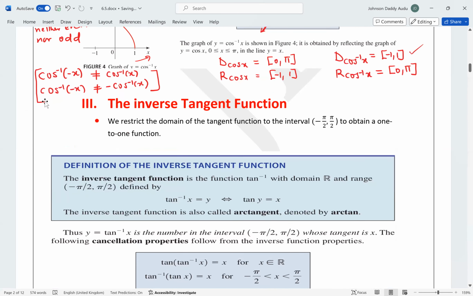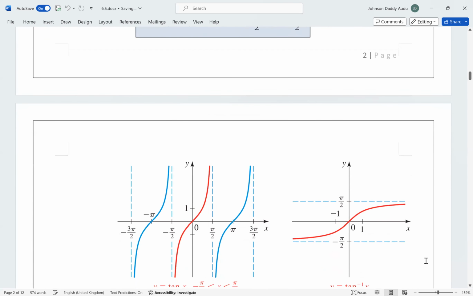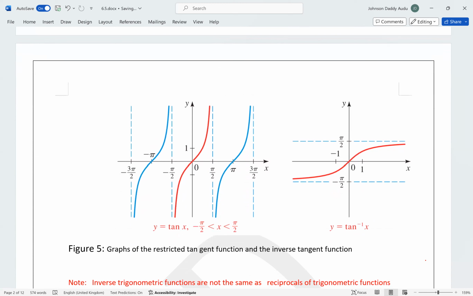So let's see now. Let's talk about tan. The same way, we know that tan is not 1 to 1. Why is tan not 1 to 1? If you remember, this is the graph of tan. With repetition, if I draw a horizontal line, you see, it's going to cut more than once, right? So it means it's not 1 to 1.